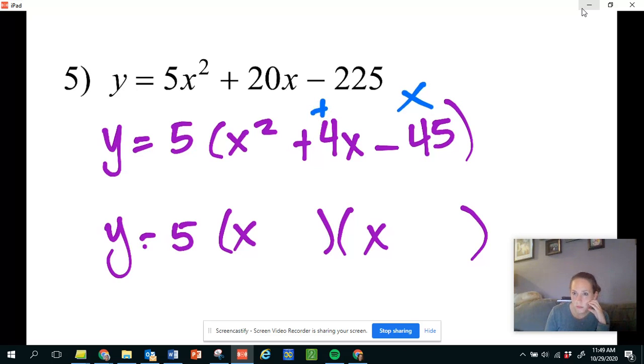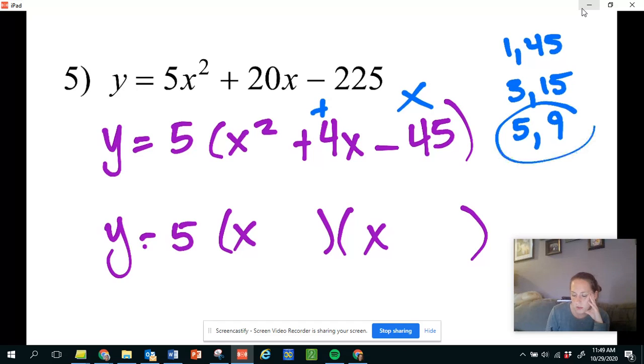So let's go ahead and list off what we can multiply to get 45. I've got 1 and 45. 2 would give me a decimal. 3 and 15. 4 would give me a decimal. 5 and 9. 6, 7, and 8 would give me decimals. So there you go. That's it. Looking at these pairs, 1 and 45 won't ever get me close to 4. 3 and 15 won't, but 5 and 9 will. So I'm going to use 5 and 9.